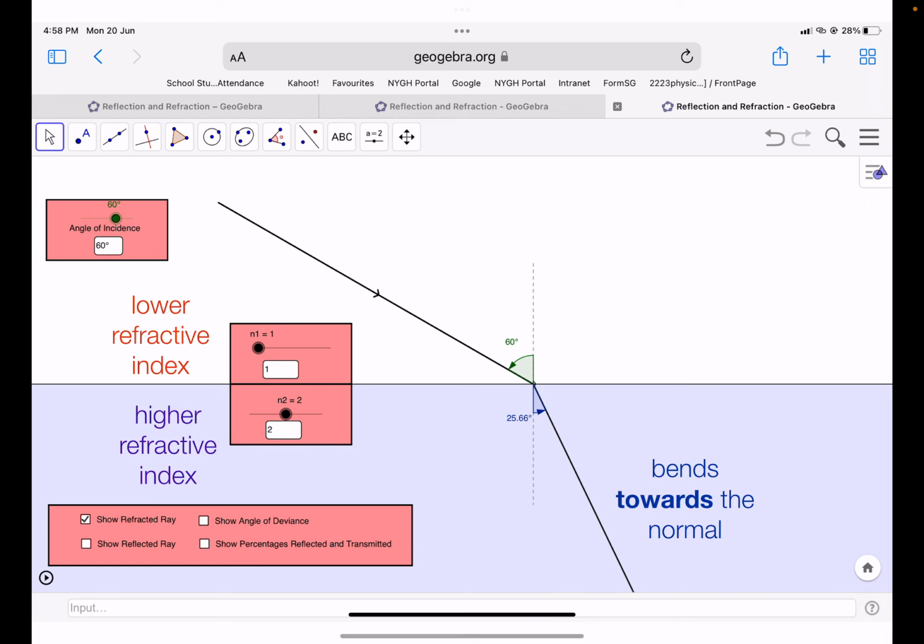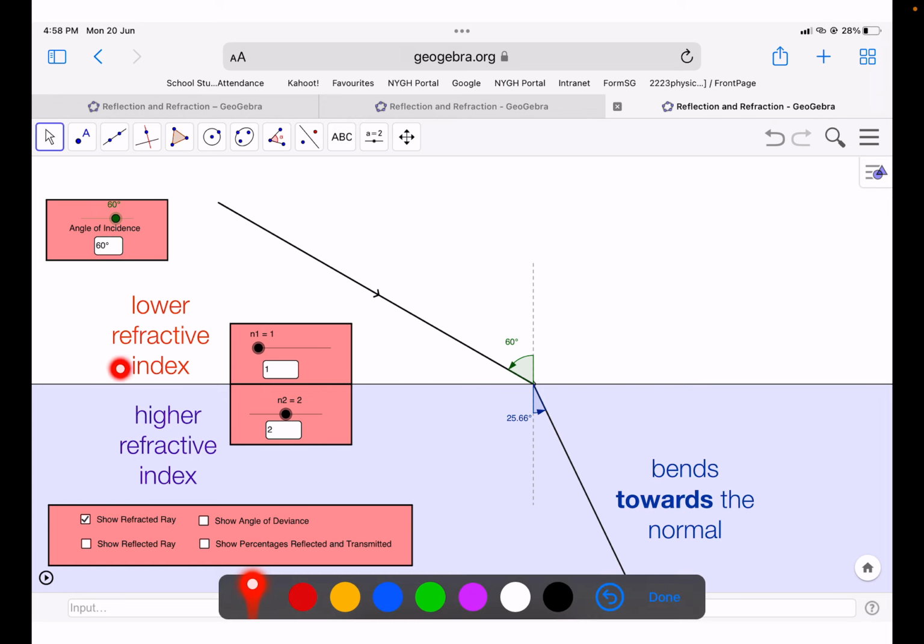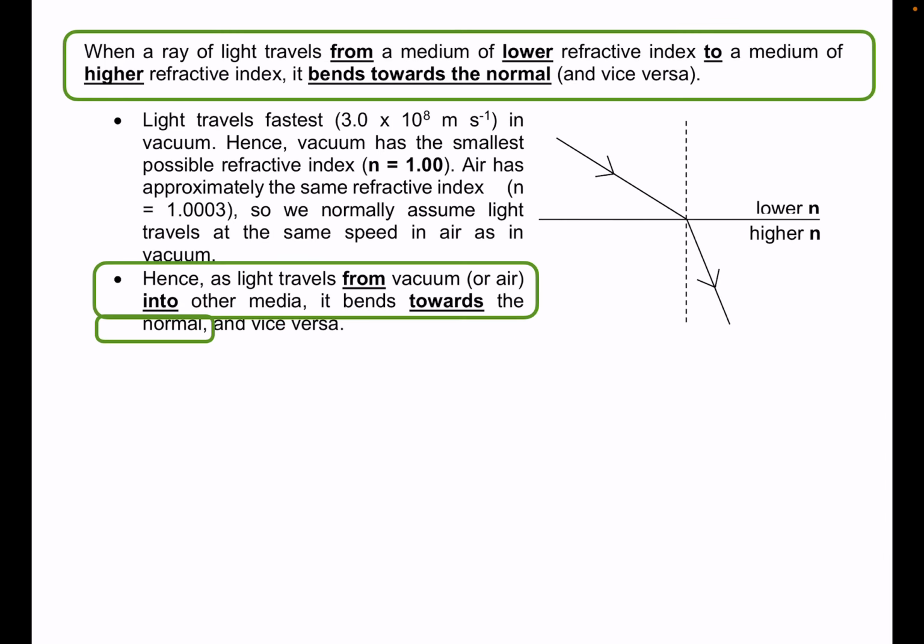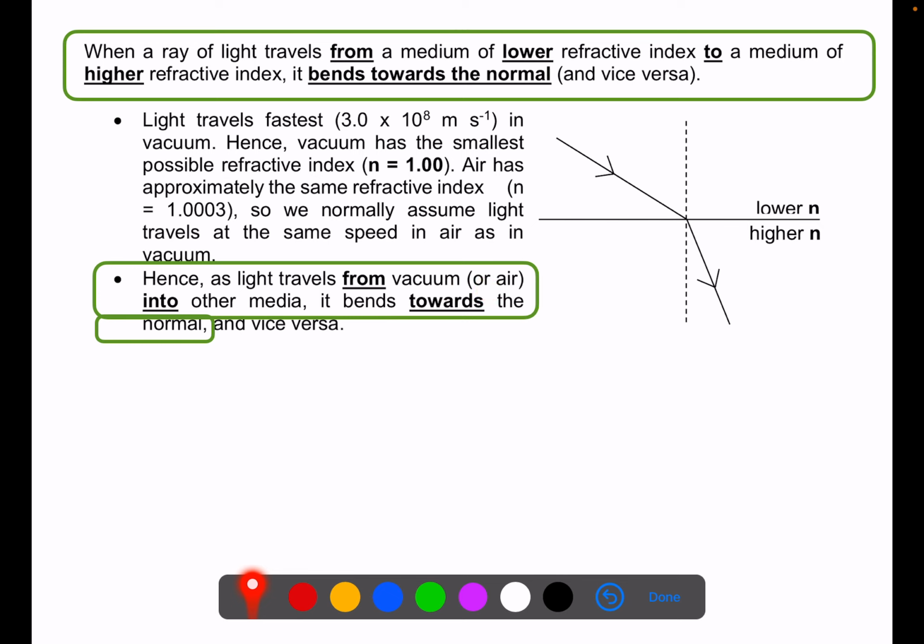This is another example, starting from a refractive index of 1 to a medium of refractive index of 2. The light ray, instead of going straight, bends towards the normal. Okay, so when the light travels from a vacuum into another medium, it bends towards the normal.